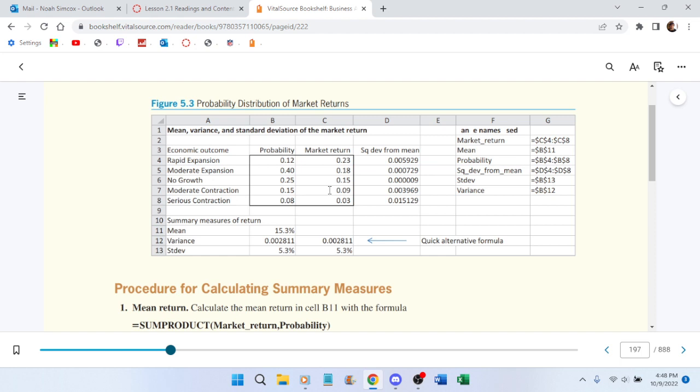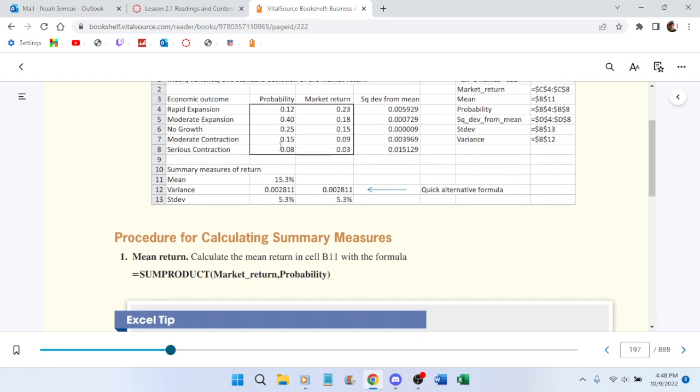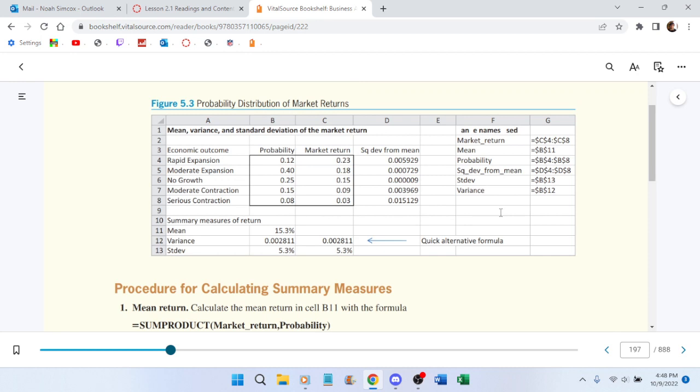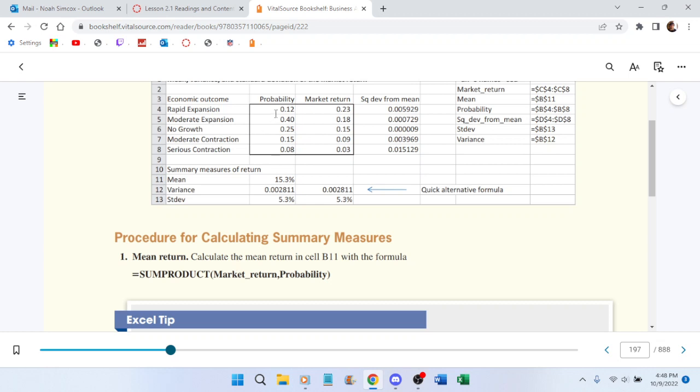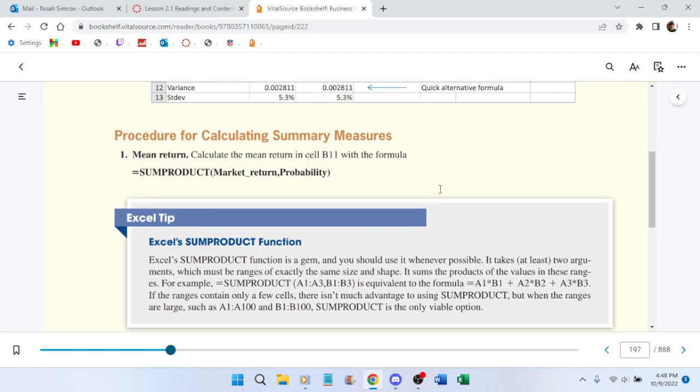So, sum product. It doesn't matter which order it's in. You could just select all these, comma, select all these. They had to make it a little too complicated. What they should have just done is select all these, comma, select all these. But anyways, I think that'll be fine.